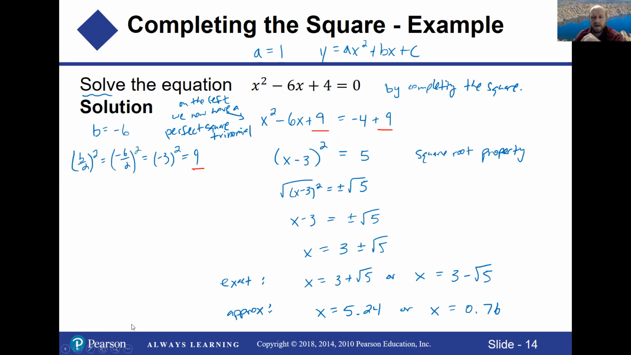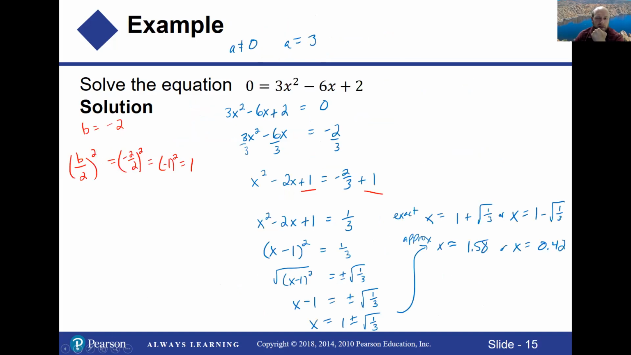Again, the difference here in the questions is that this one had a leading coefficient of 1. I didn't need to divide anything. I just kind of went right into the completing the square method. And then in the previous problem, I had a leading coefficient of 3. So I needed to divide that off from every term in order to get it down to a leading x squared term without another coefficient besides 1.